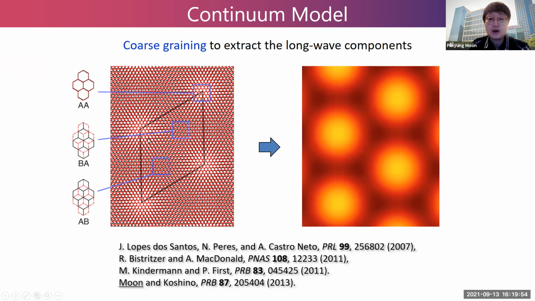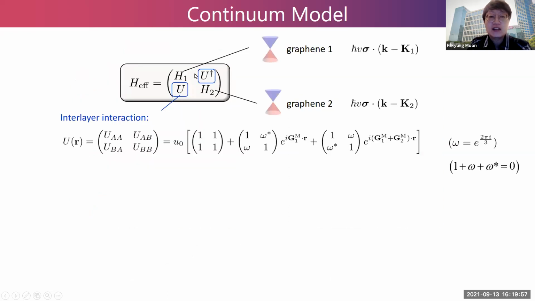So this is the form of the Hamiltonian. The diagonal component shows the intra-layer interaction of each graphene layer, and the off-diagonal term shows the interlayer interaction. Here, the subscripts AA and AB show the sublattices of layer 1 and layer 2. U0 is the coupling strength, which is on the order of 0.1 electron volt. G1m and G2m are reciprocal lattice vectors of the Moire superlattice, and R is the position in the unit cell.